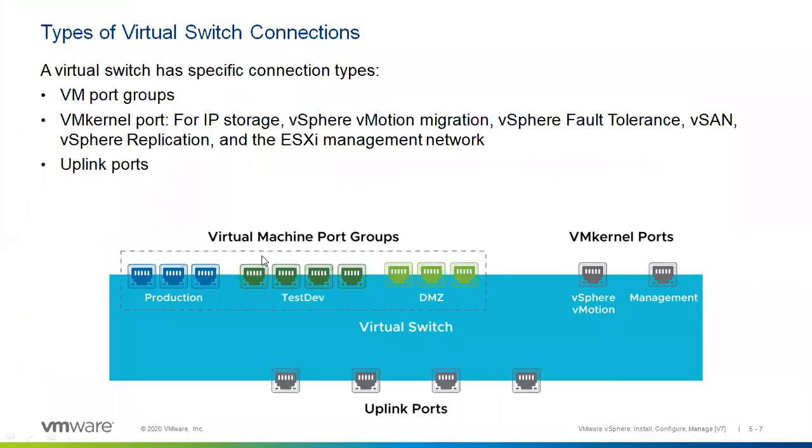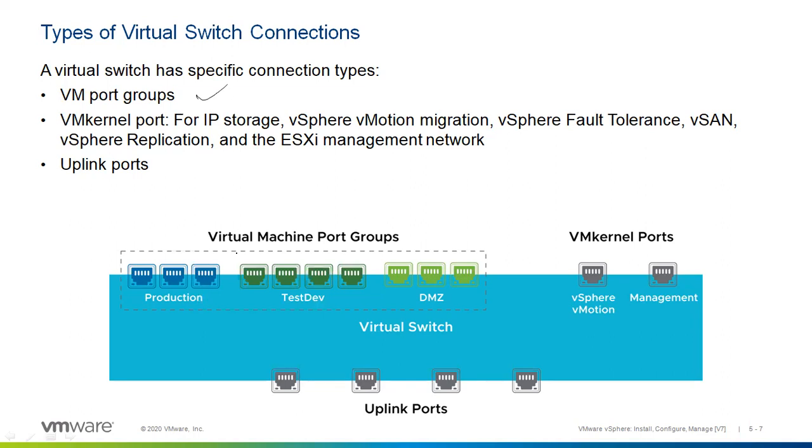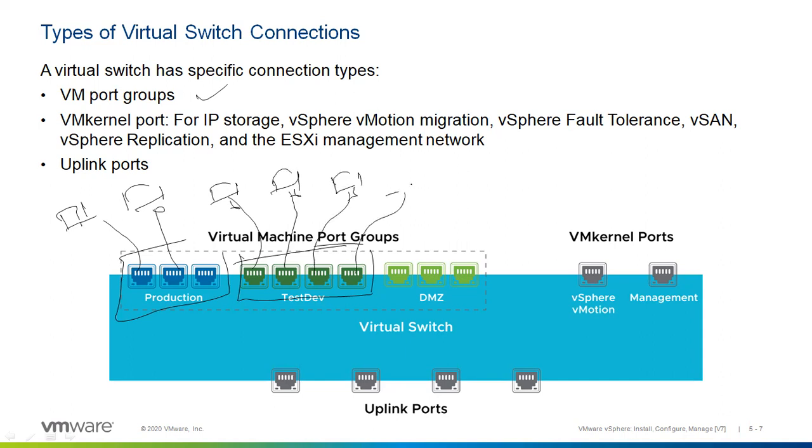So this is one example where your port groups, VMkernel port and uplink port are shown. When we say virtual machine port group, this is one example where we are going to connect my virtual machines. This is the dev and test port group, where we will connect the VMs that belong to dev and test. Along with this port group name, you will also assign a VLAN ID. Then this is the DMZ, another port group where my DMZ VMs will get connected.